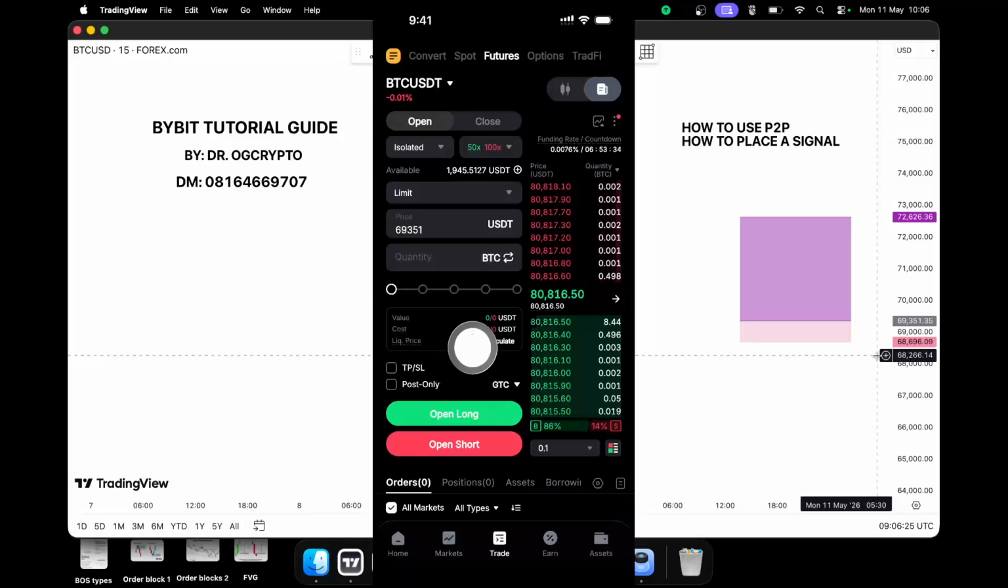Let's say for instance, with my $1,900 now, I want to enter the trade with just $100. So what you'll be looking at is the cost, not the value. You can see value, cost, and liquidation price. What you'll be looking at is the cost. So I want to enter the trade with $100, so I will be dragging it and checking the cost till it reaches $100. So let's go. So you can see.